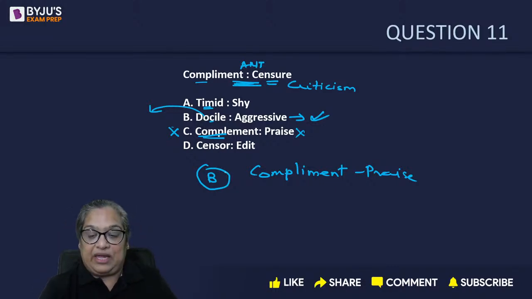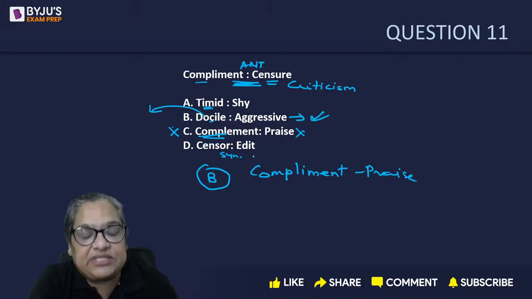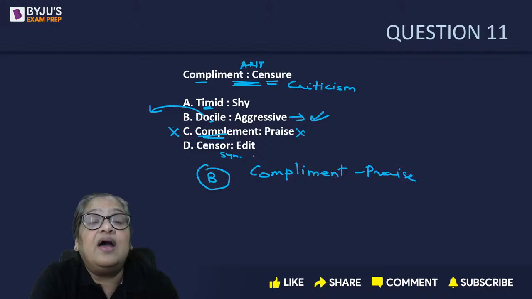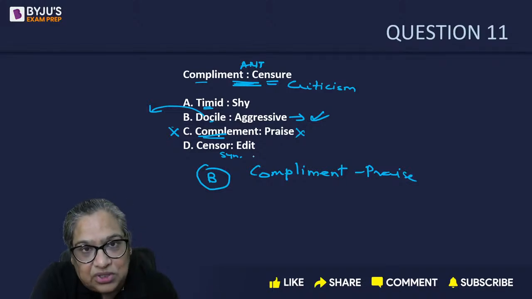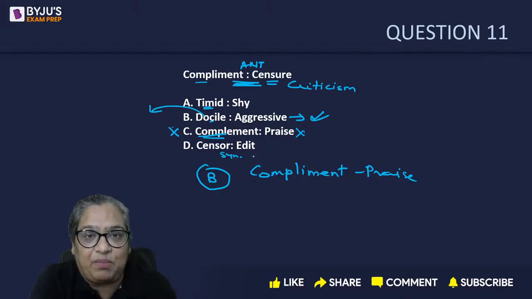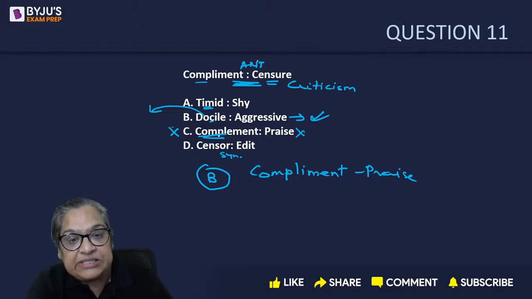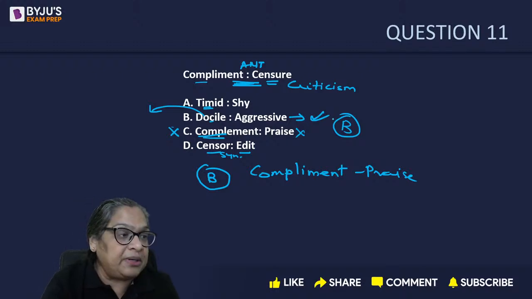All right? Okay. Let's move to the next question. Censor means edit. These are synonyms. So let's say you keep hearing about the censor board. What does the censor board do? It cuts scenes which it thinks are too violent for the viewers or too obscene for the viewers. So it censors, it cuts them off, it chops them off. Right? So to censor means to edit objectionable material. So these words are synonyms. They're not opposites. We are looking at opposites, and the only pair of words which is opposites is option B.